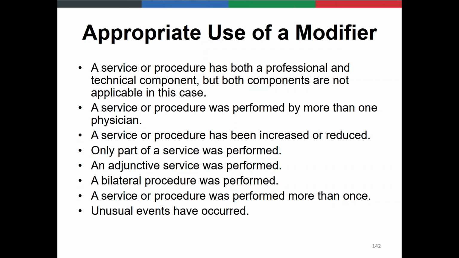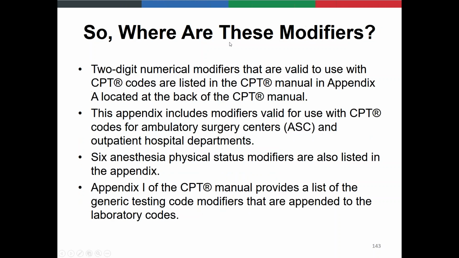Or any unusual events. When you start looking at modifiers, you'll see that there are many circumstances that can modify a service or procedure. Sometimes modifiers are informational only. Now, where can you find these modifiers? Most of them are found in the CPT codebook, in the appendix located in the back of the CPT manual. This will include modifiers valid for use with CPT codes for ambulatory surgical centers and outpatient hospital departments, as well as office visits and so on.